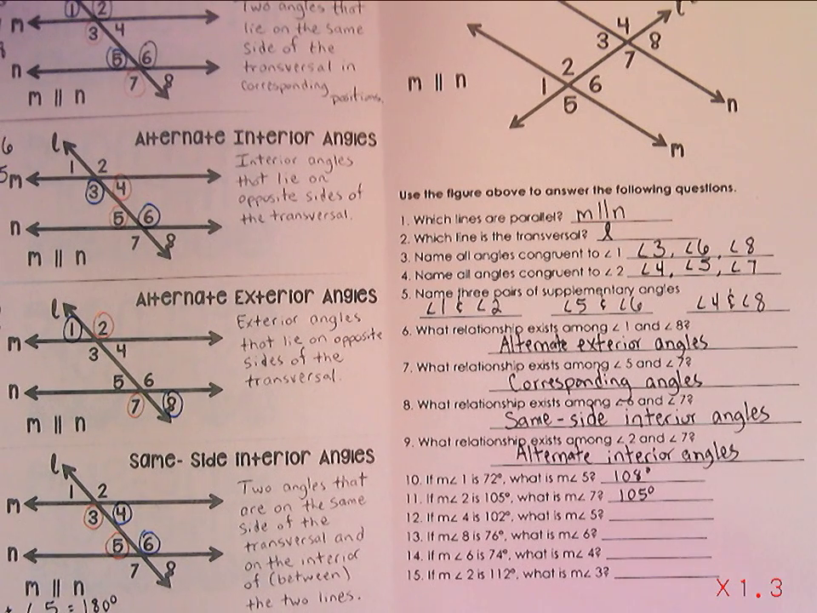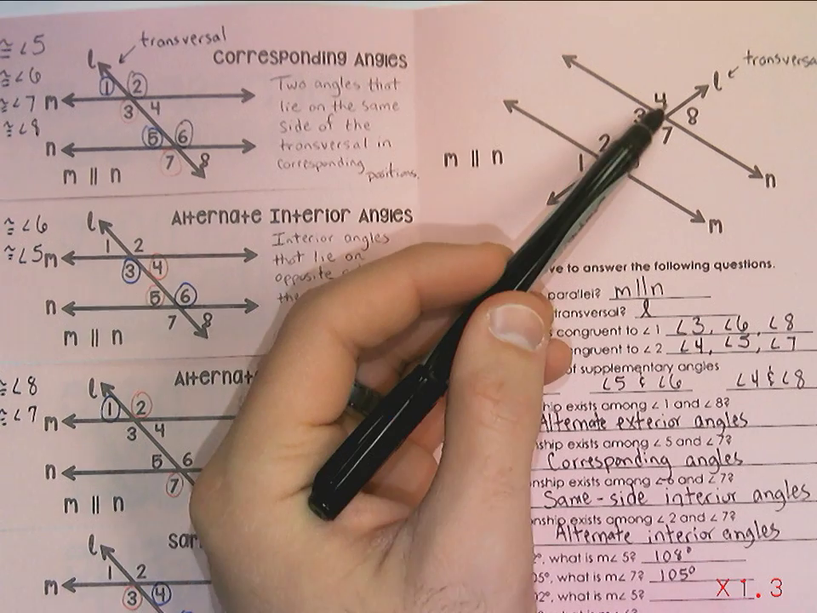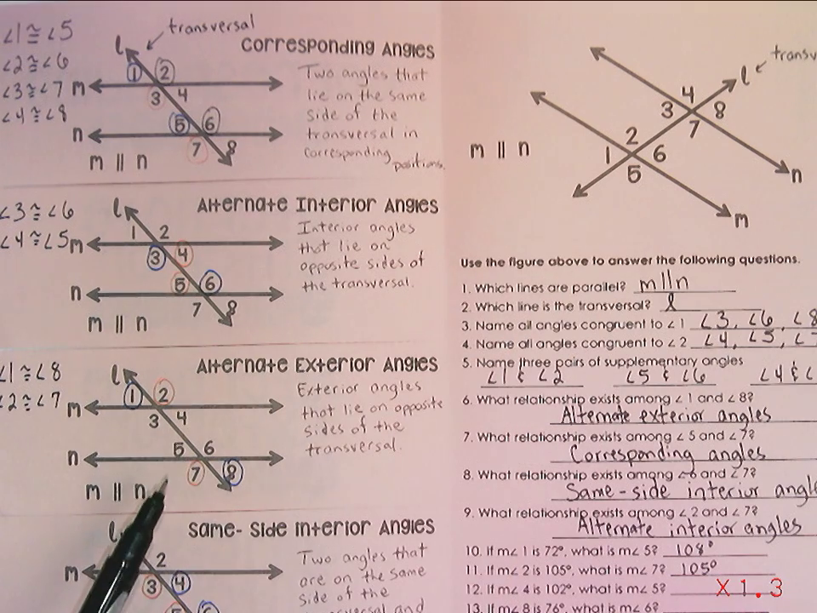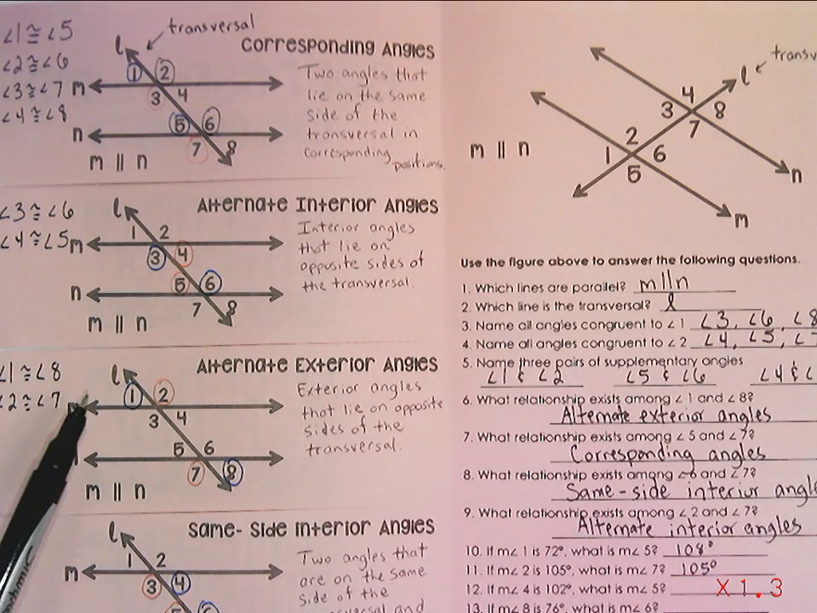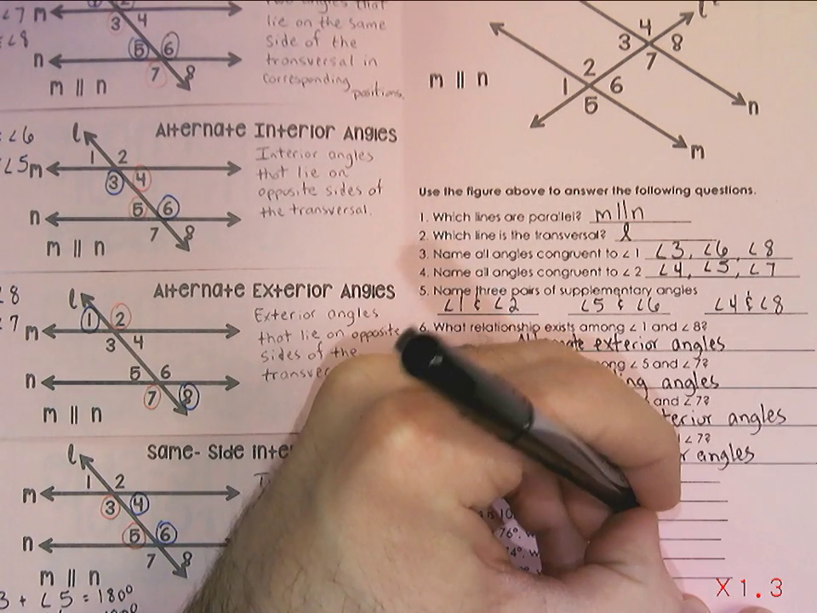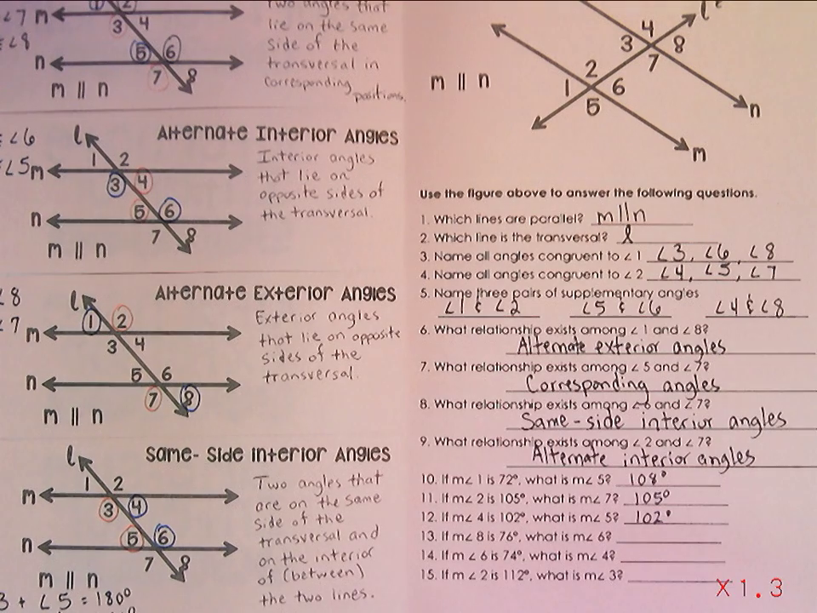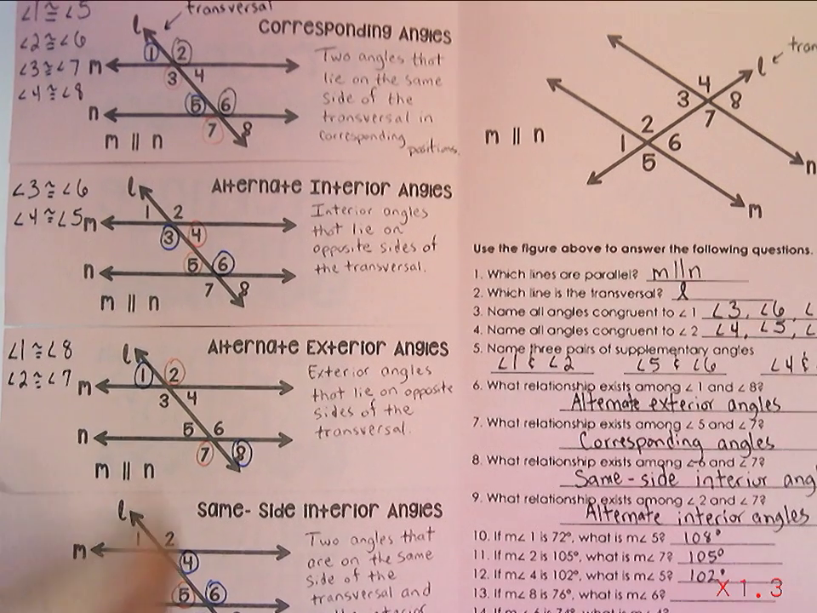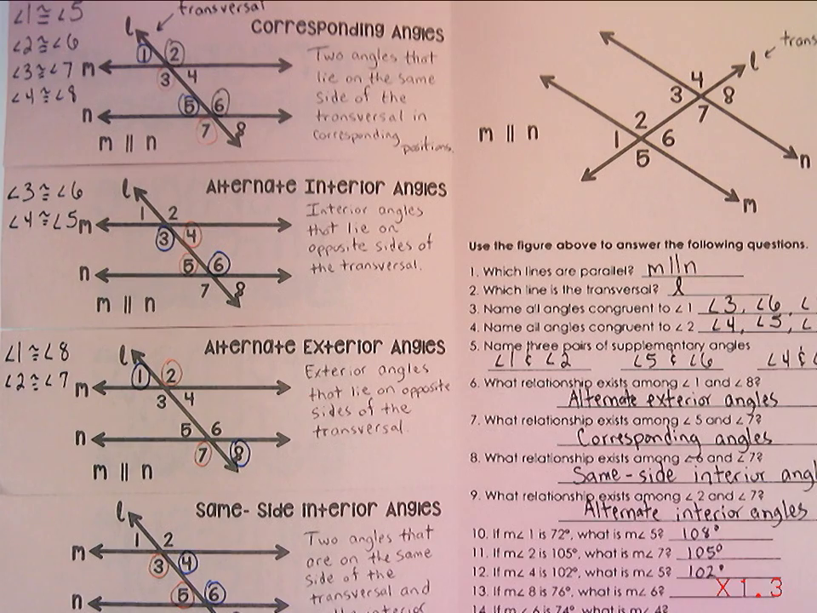12 says if measure of angle 4 is 102 degrees, what is the measure of angle 5? Well, what I'm noticing is that those are alternate exterior angles. That means that they're congruent, so they have the same measurement, so it's 102 degrees. So like I said, this is real heavy in looking at your definition and examples like you have on the left-hand side here. Without looking at these, you're probably going to have a little bit of trouble right away.